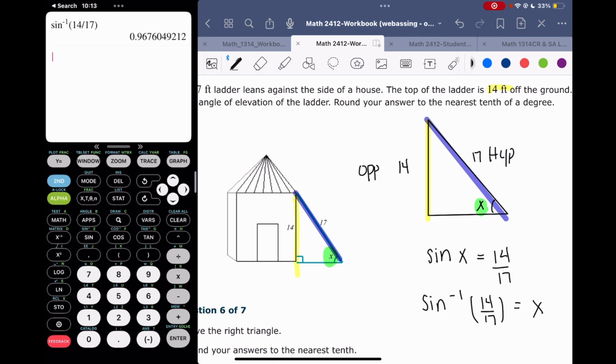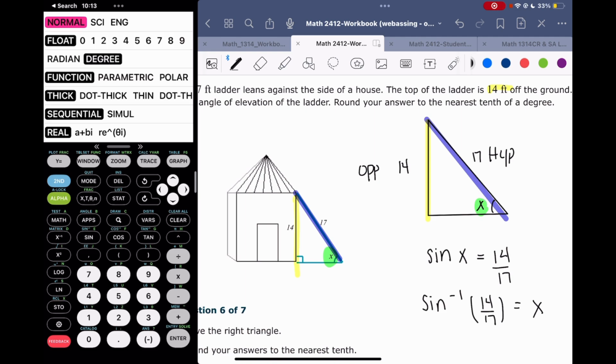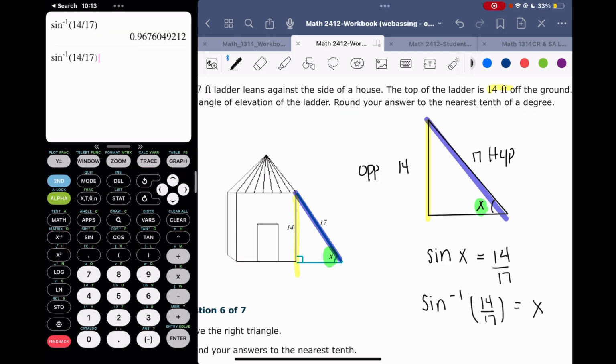Again, we want to make sure that everything's in degrees. I didn't do that, so that's what happened. So we assume that x is approximately 55.4.